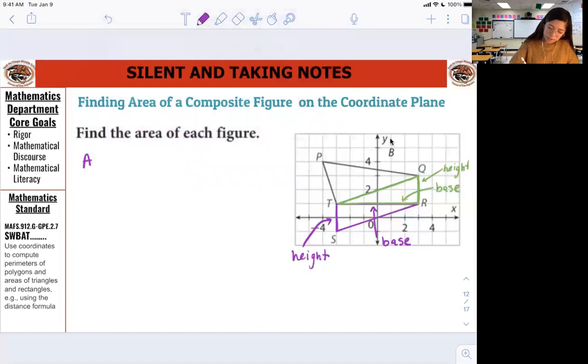So TSR. What's my formula again? It's a triangle, so be careful. Okay, good. Divided by 2. So 1/2, yeah. 1/2 base times height. So this is 1/2. What's my base? Count it.